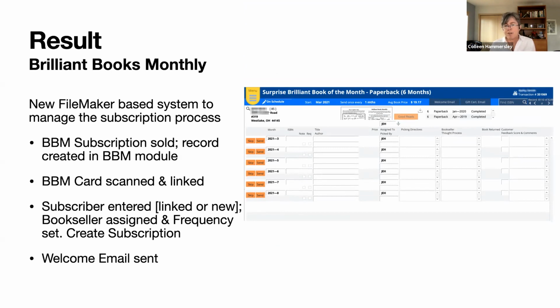The staff member then reviews the card, enters or finds the subscriber information, assigns the subscription to a bookseller, and enters a start date. Once the subscriber, bookseller, and start date have been set up, the subscription becomes active and a welcome email can be sent using a customizable template.